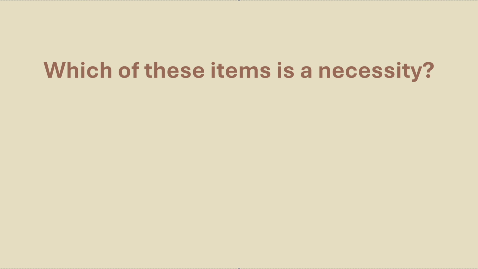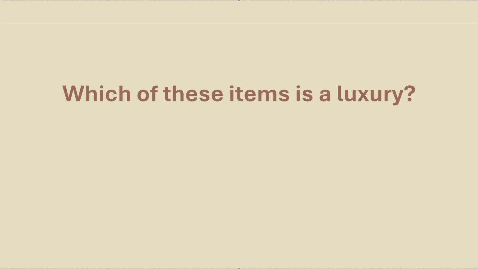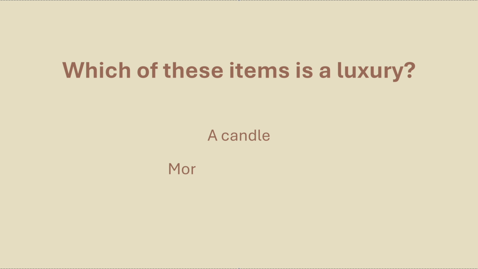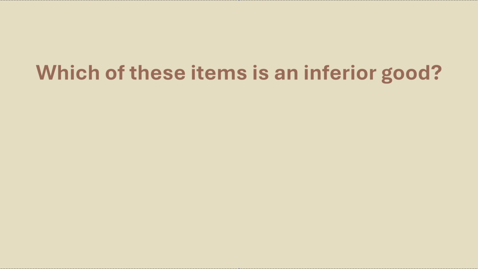Which of these items is a necessity? A Harry Styles concert ticket, an iPhone 18, or school uniform? The answer is school uniform. It's an essential that you have to buy. Which of these items is a luxury? A candle, mortgage payments, or socks? The answer is a candle. It's a non-essential that you don't have to buy. Remember, luxuries aren't just designer handbags, they're any item that you don't have to buy.